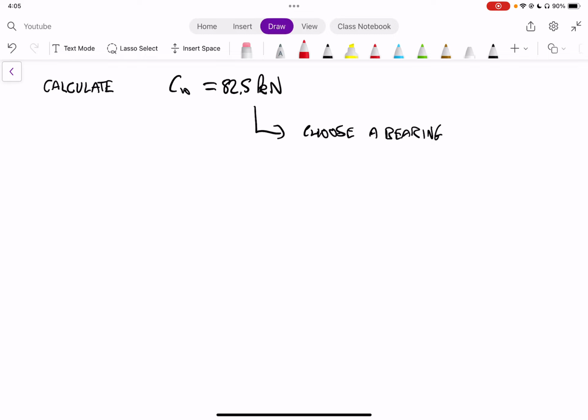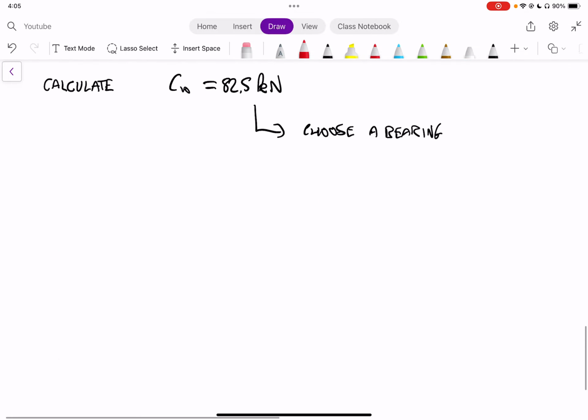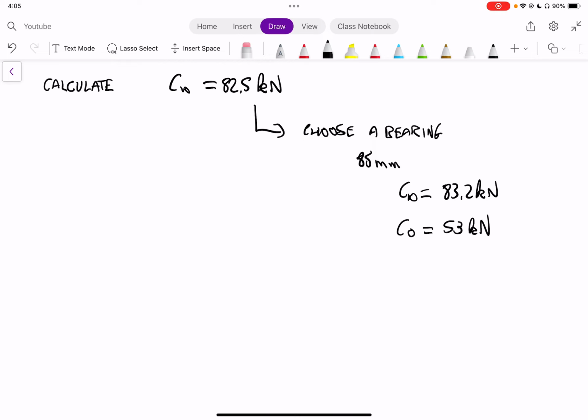So we said we chose a bearing. We chose, I believe it's 85 millimeter. Let me double check. So yeah, it's 85 millimeters. Based on 85 millimeters, we have a C10 of 83.2 kilonewtons, which is higher than 82.5. So it satisfies the fact that C10 is satisfied. And then C0 is equal to 53 kilonewtons in that case.